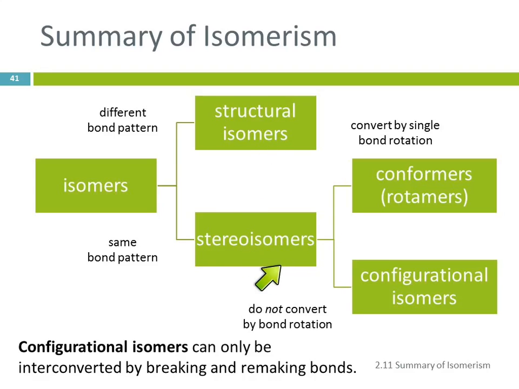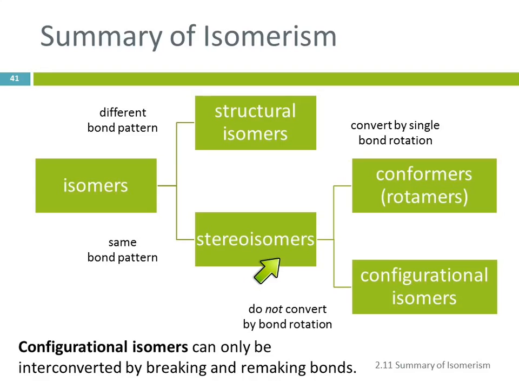And then there are different kinds of stereoisomers. The first ones we talked about last week were conformers or rotamers. And those can interconvert. If you have a bond that can rotate, they'll rotate back and forth, and they can interconvert between one conformer and another.